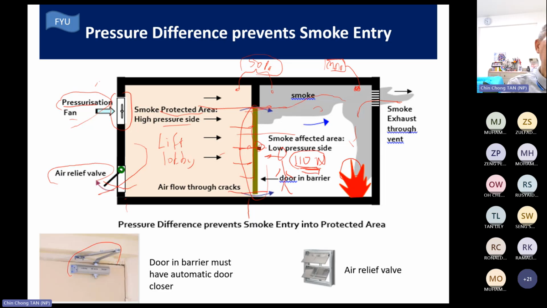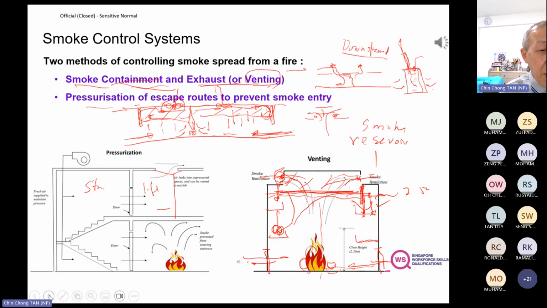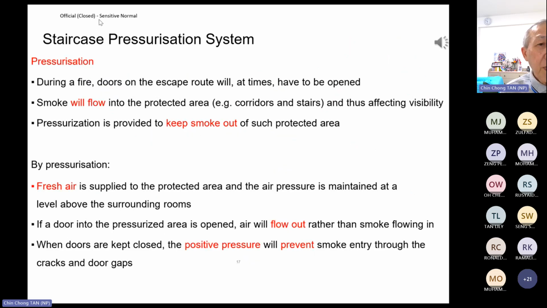So for a pressurized area, the door must always be closed. And this is an air release valve. Very simple, but it works. No need to have pressure differential, that kind of thing. It works very well. Let's go back to the text and see what it offers us. So during a fire, smoke will try to come into the smoke-free area. At times, the door will be open.